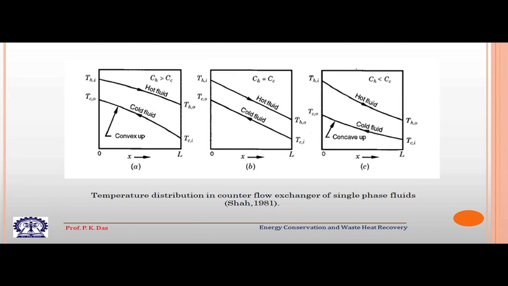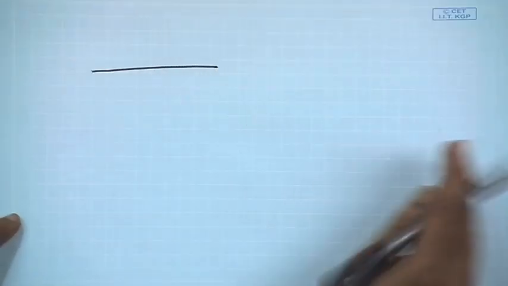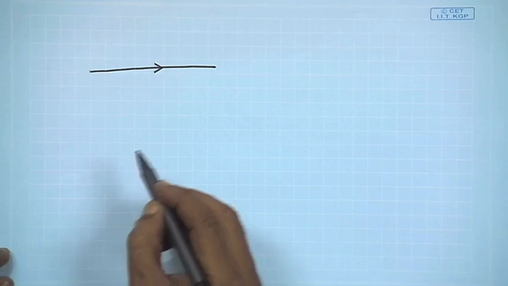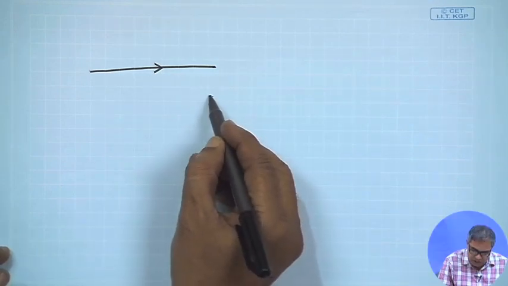Now, at this point, I would like to discuss three arrangements which are very important as far as our analysis is concerned. Three arrangements of fluid flow, which are the basic arrangements of fluid flow. So, now if we see the first arrangement, let us say this is one fluid and the other fluid is flowing in the opposite direction.